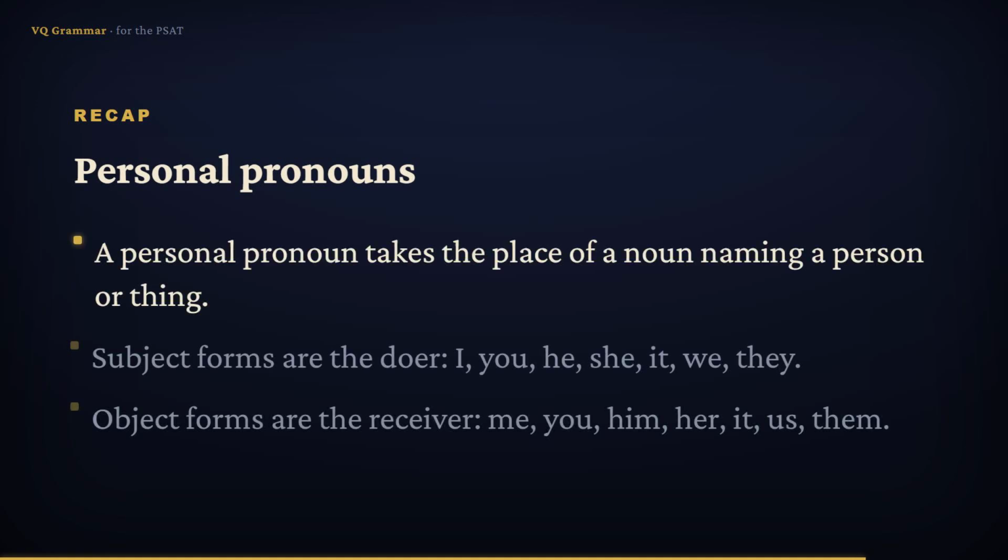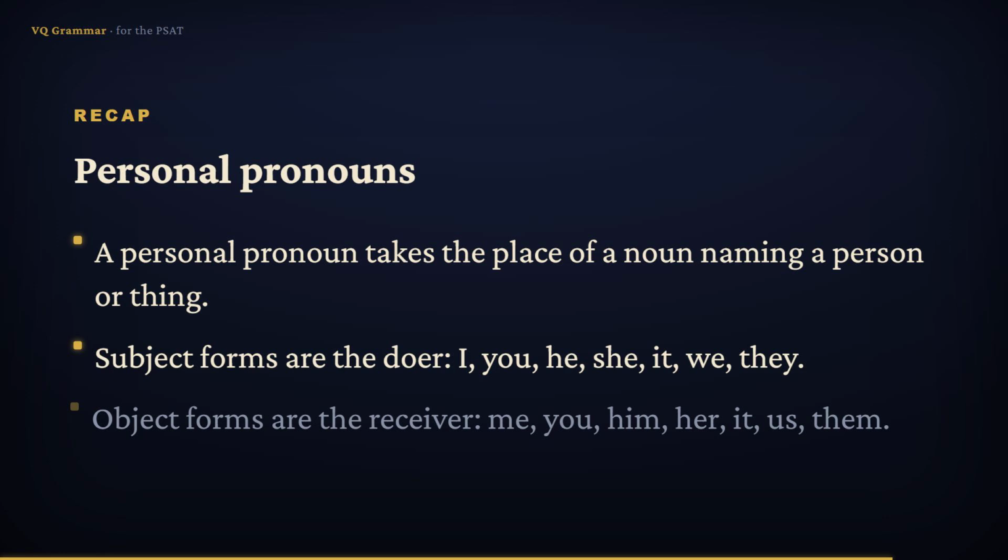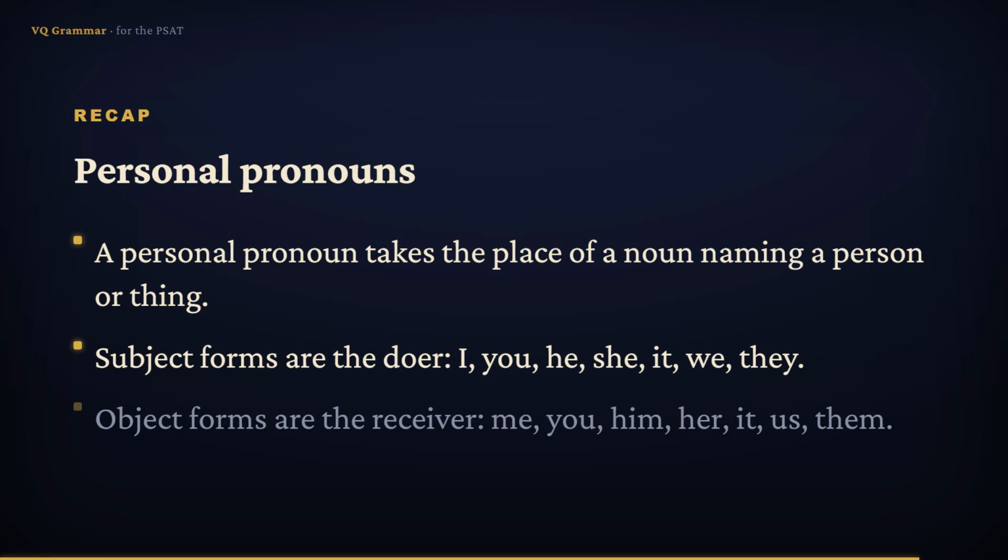Let's wrap up. A personal pronoun takes the place of a noun that names a person or a thing, so we don't repeat the same name. It comes in two forms. The subject form is the doer: I, you, he, she, it, we, and they. The object form is the receiver after a verb or a preposition: me, you, him, her, it, us, and them.